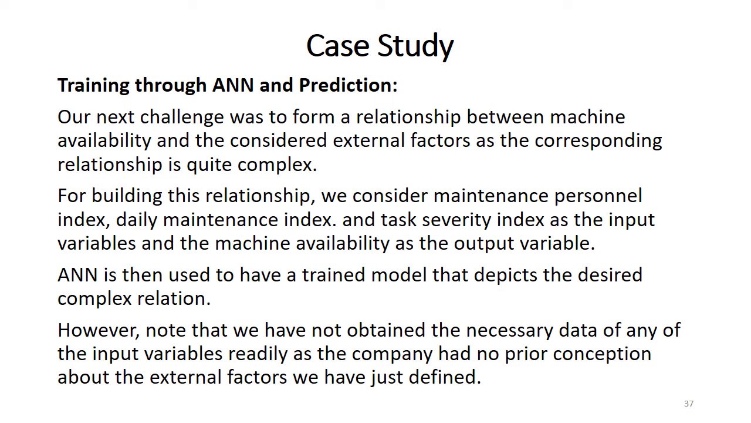Our next challenge was to form a relationship between machine availability and the considered external factors. To build that relationship, we considered the external factors as the input variables and the machine availability as the output variable. Artificial neural network was then used to have a trained model that depicts the desired complex relation.